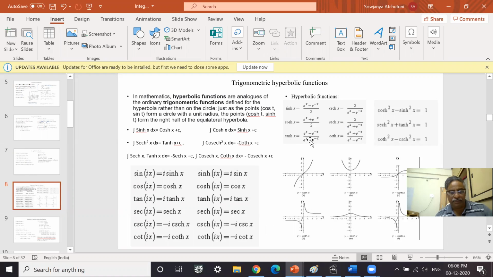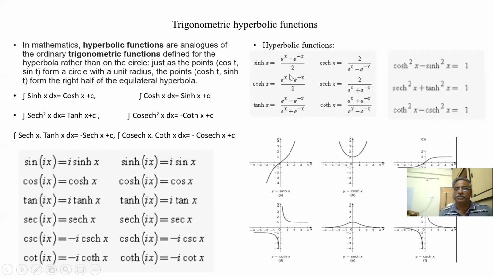If you see their definition in the expanded form, sinh x is (e^x - e^(-x))/2. Suppose I am doing differentiation of sinh x. What will I get? (e^x + e^(-x))/2, because minus into minus is plus. So this is nothing but cosh x. When I do differentiation of cosh x, I get (e^x - e^(-x))/2, because minus will be coming here. So this is sinh x. This is not minus sinh x.